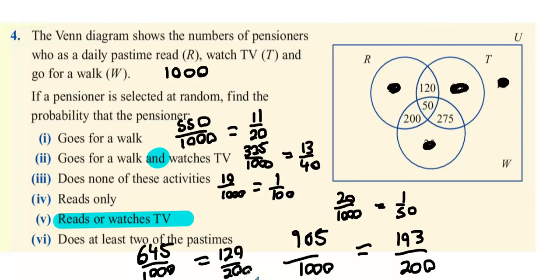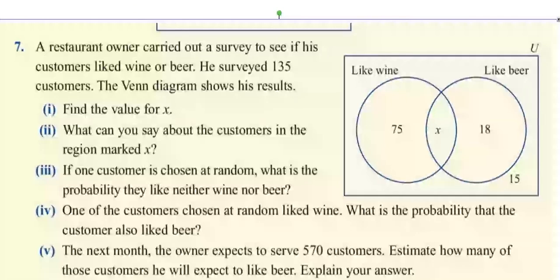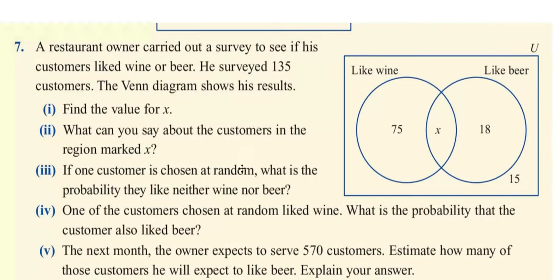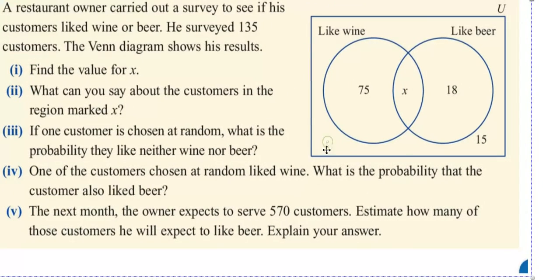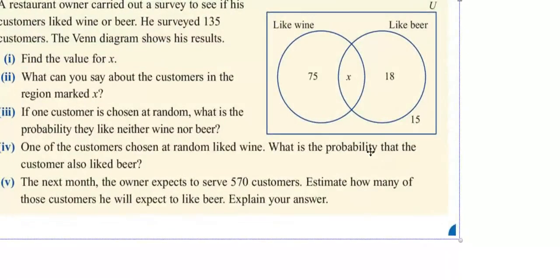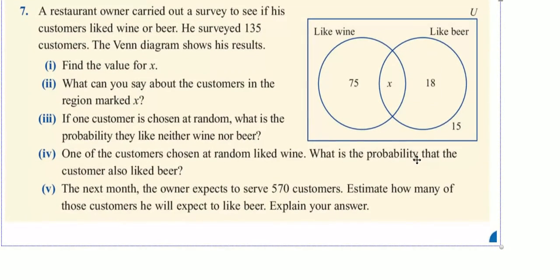Would you all agree, question 4? Quite an easy question. Okay, let's move on. 7. Calculate the value of X. People who like wine, like beer, and like both.